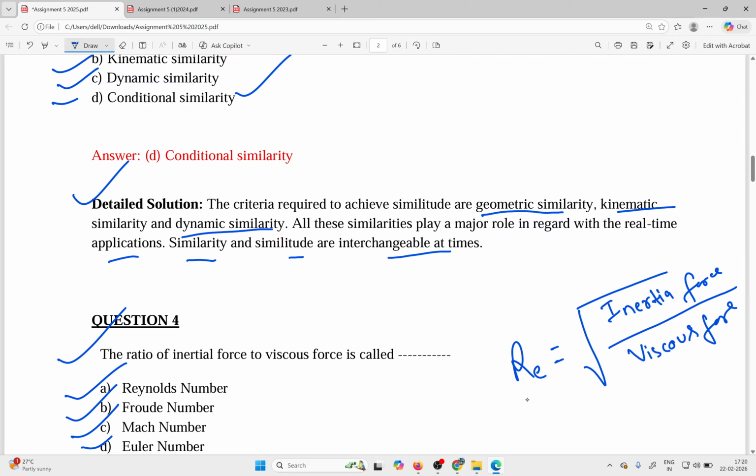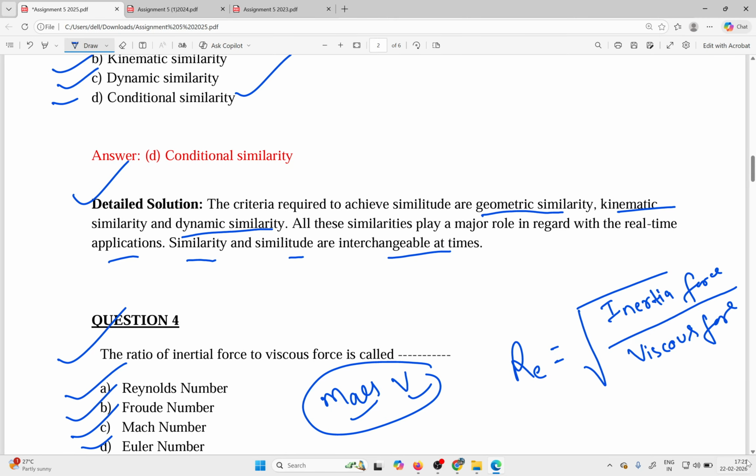What is inertia force physically? Inertia force is nothing but the force due to the mass of the fluid and the velocity combined, whatever force you are facing from the fluid. That is the inertia force. And the viscous force is what? Due to the viscosity of your fluid. If your fluid has more viscosity, you have more viscous force. If your fluid has less viscosity, then you will face less viscous force.